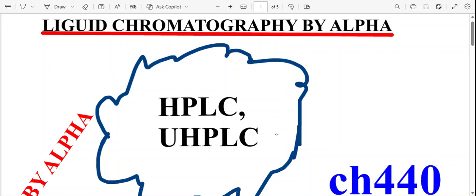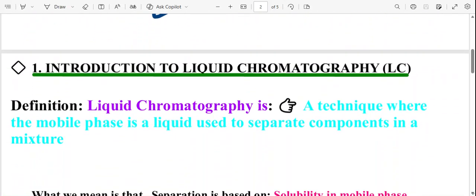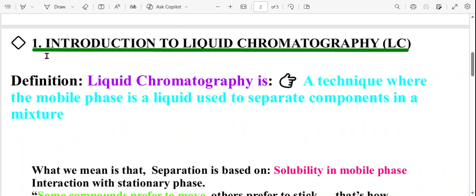Alright, so we'll be going through liquid chromatography, and inside there, we'll talk about thin layer stuff. This is just part one, alright? Let us see how we can summarize these types of chromatography.